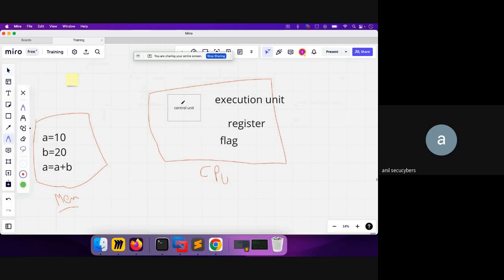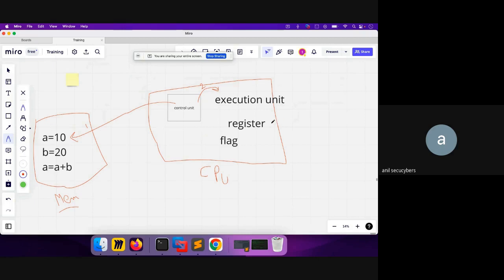The control unit will fetch the first line from the memory and throw it out to the execution unit. So A equals 10 will be fetched from the memory by the CPU control unit, and it will go to the execution unit, where the execution of A equals 10 will happen.